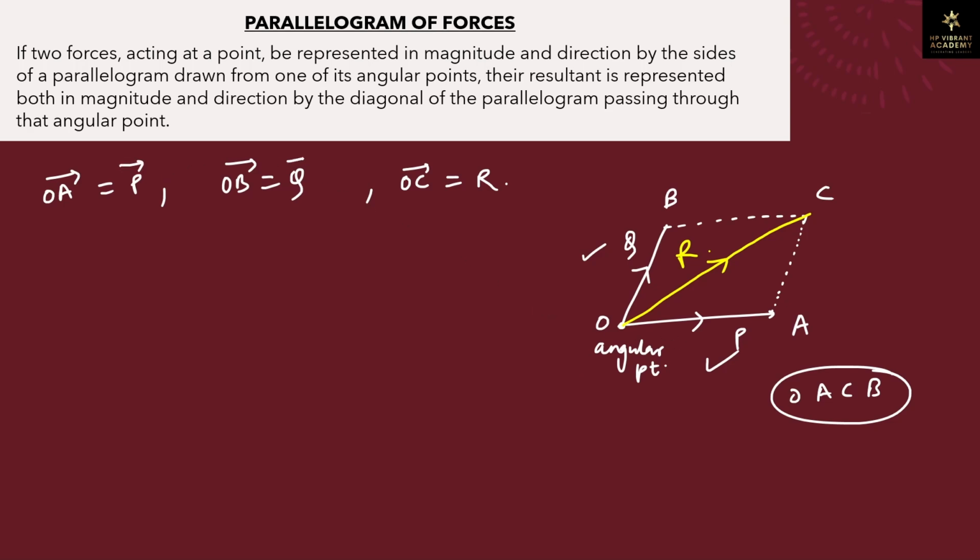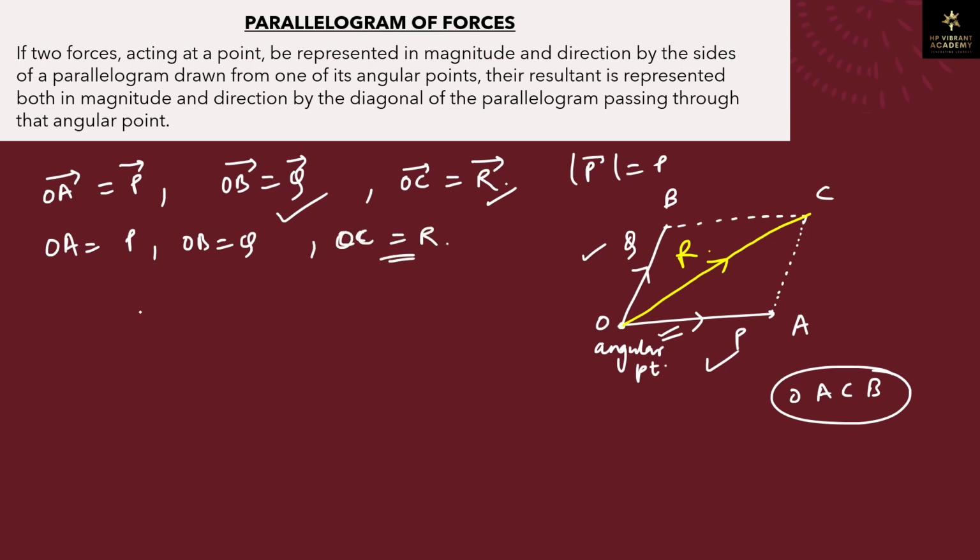This is actually the P vector, Q vector and R vector. We have the magnitude and direction. The magnitude is similar to the side of the parallelogram. So OA is equal to the magnitude of P, which is P, OB is equal to Q, and similarly OC is equal to R. So we have considered P, Q and R as magnitudes of forces P, Q and R respectively.